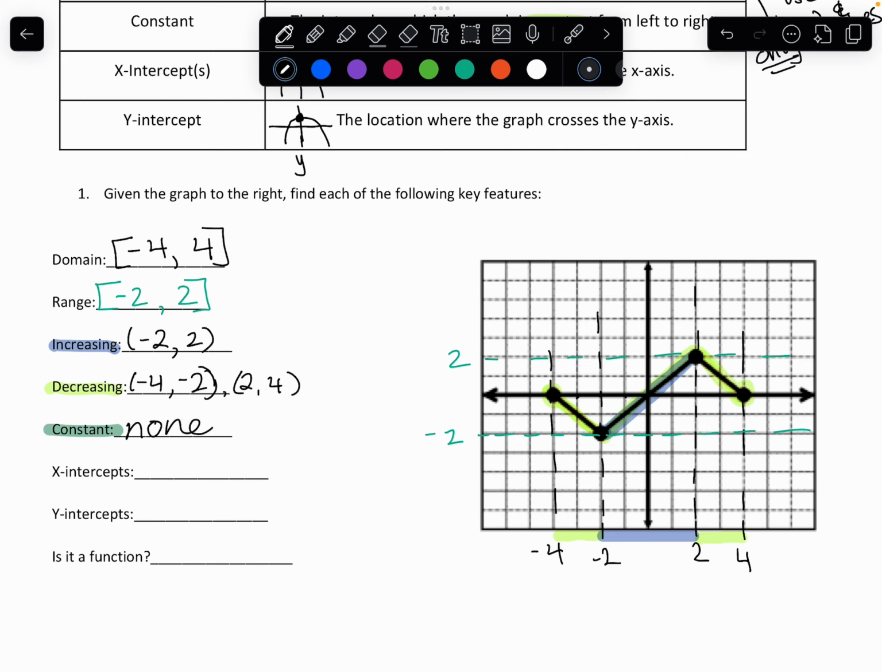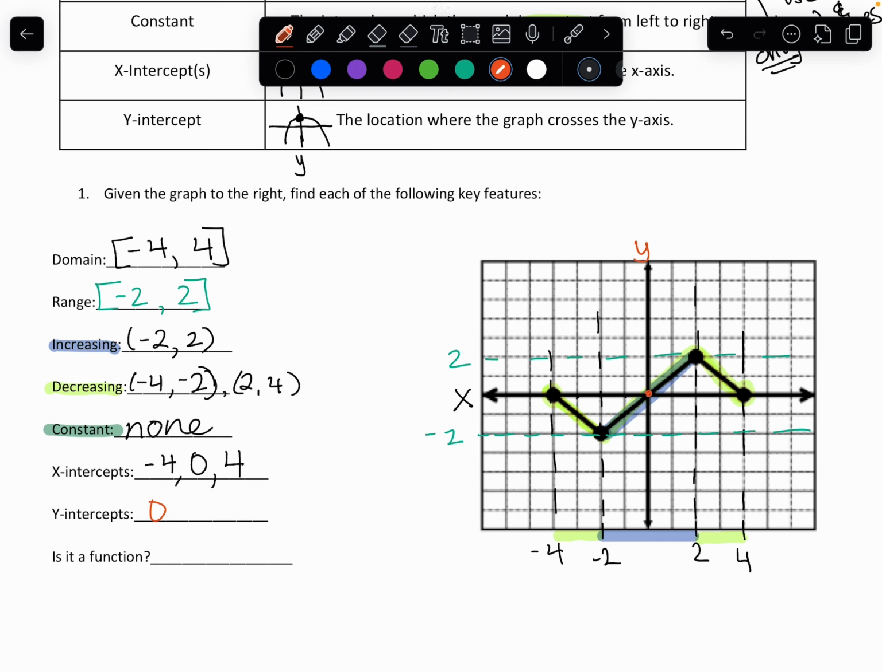Our x-intercepts, again, that's where we cross the x-axis. So we have one at -4, 0, and at +4. And then we have our y-intercept where we cross the y-axis, which is also at 0.